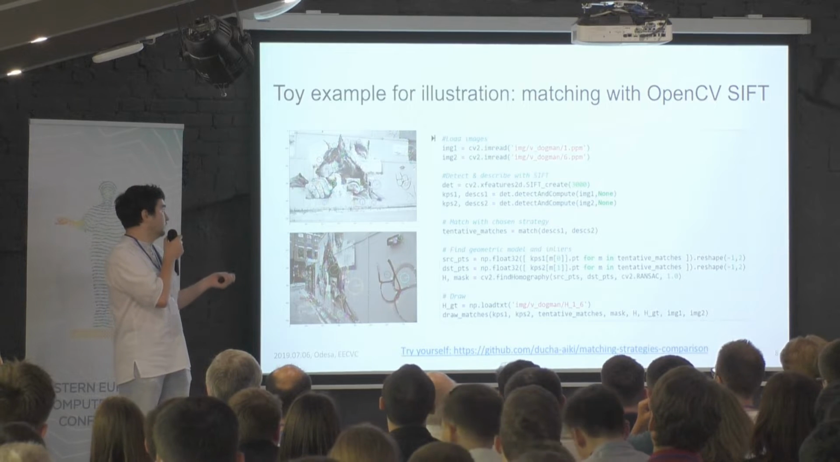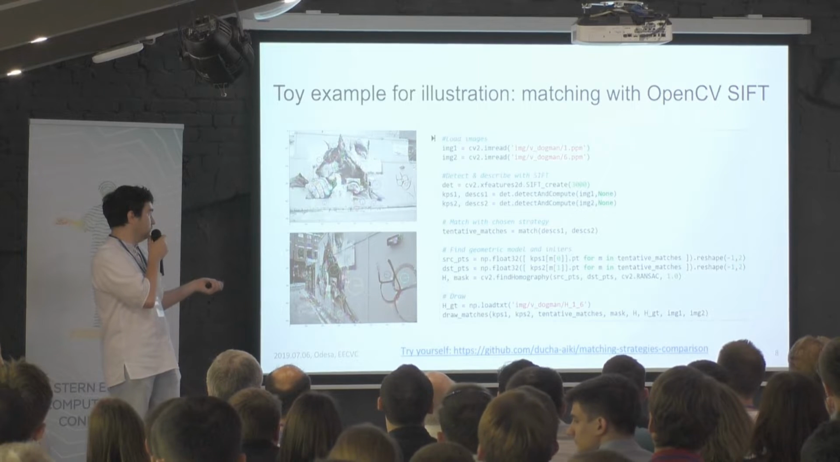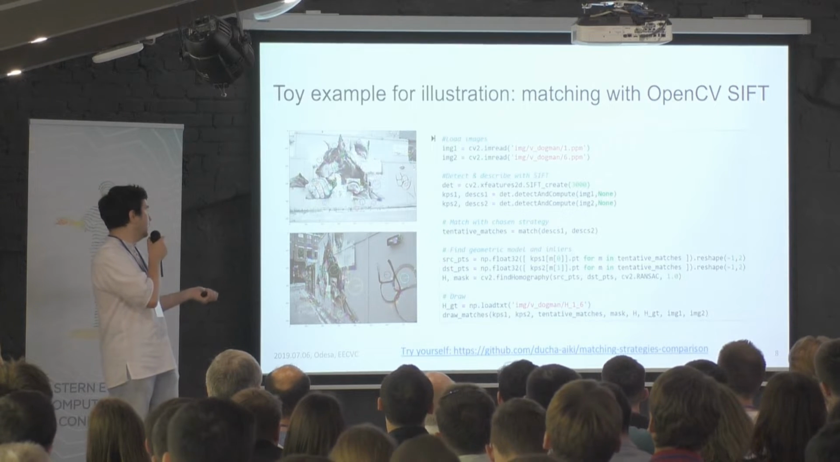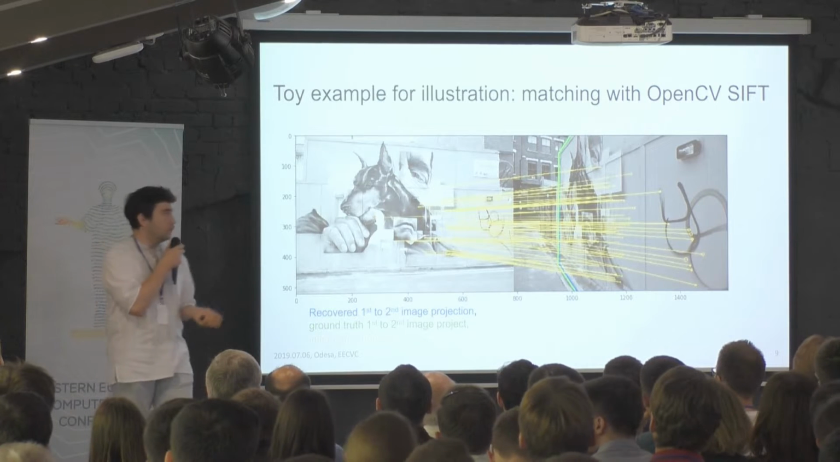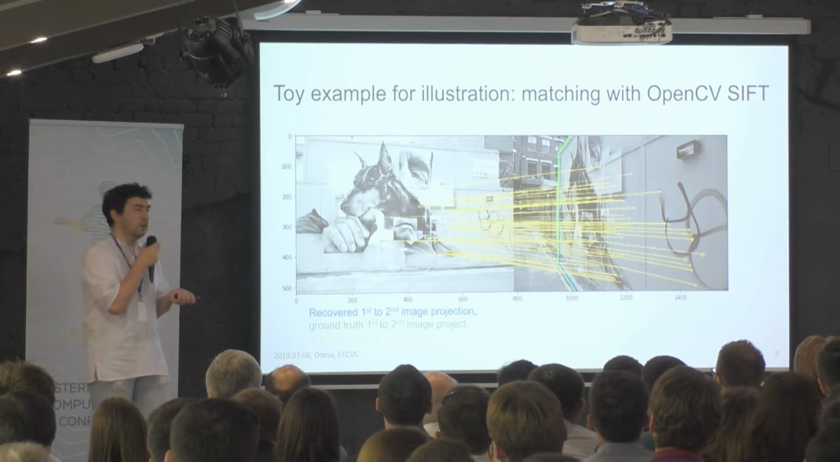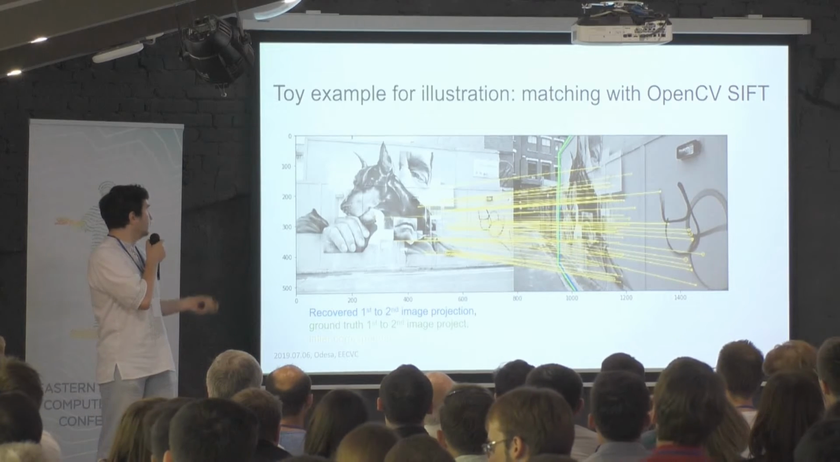So you detect features and describe them. You match them, you run RANSAC, and you draw the results. So this is how it would look if you have done a good job. So let me explain what's here.